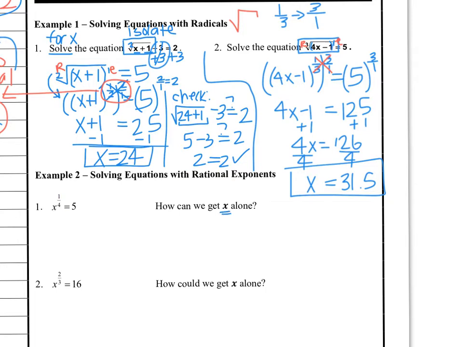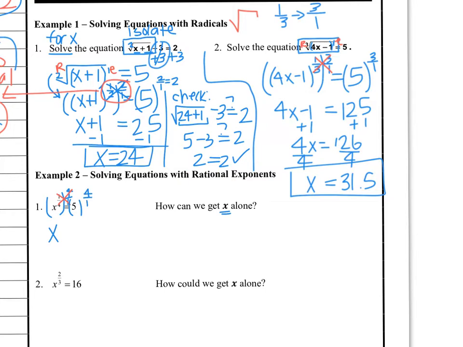In this case, if there's nothing else to move to the other side, we're just going to raise this to the reciprocal power. So I'm going to put parentheses, and I'm going to put the reciprocal of 1/4 as 4 over 1. So we've got the 4 over 1 canceling out, 4 over 4 and 1 over 1 cancel each other out. So we are indeed left with just x on the left side, but we have to also remember to do it to the opposite side.